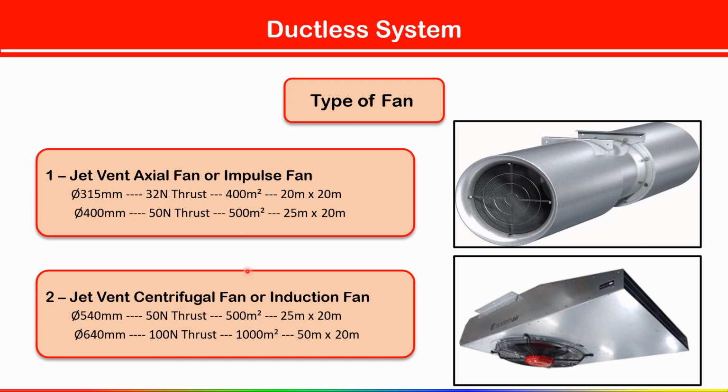Suppose you are using a 50 Newton thrust centrifugal fan, so one fan can cover how much area? 500 square meter area. And if you have used a 100 Newton thrust fan, one fan can cover how much area? 1000 square meter area, and the diameter is also given as 640 mm. So generally jet vent centrifugal fan we are using for exhausting a high amount of airflow. So this is about the types of fan.